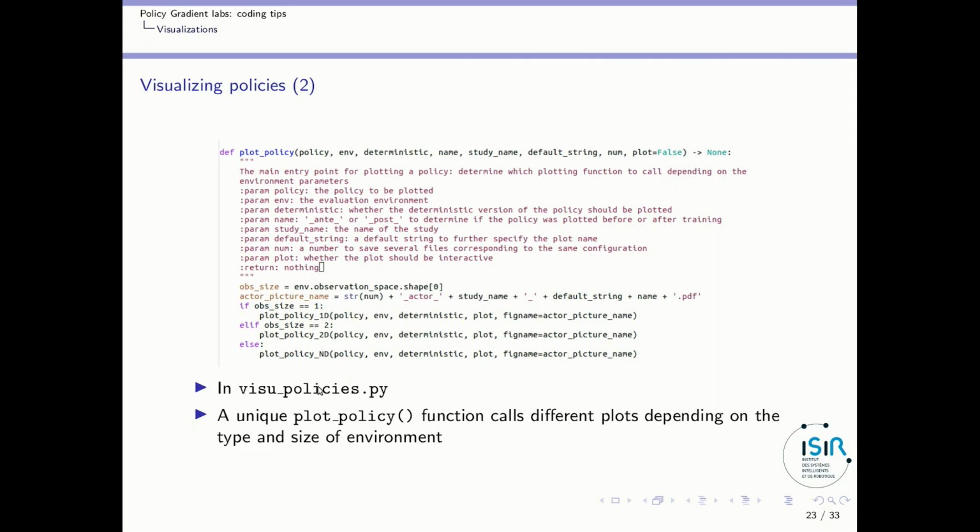Something you have to know about visualization of policies is that there is a general input function which takes the policy, the environment, etc., and depending on the observation size of the environment, it will call a different policy plotting function. So if it's 1-dimensional, it will call this one. If it's 2-dimensional, it's this one. And if it's n-dimensional, then it will call this one that does the same as this, but ignoring the additional dimensions beyond 2.